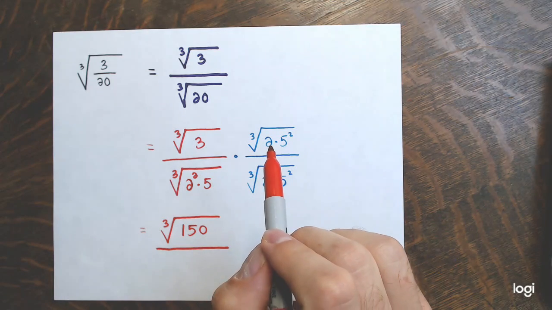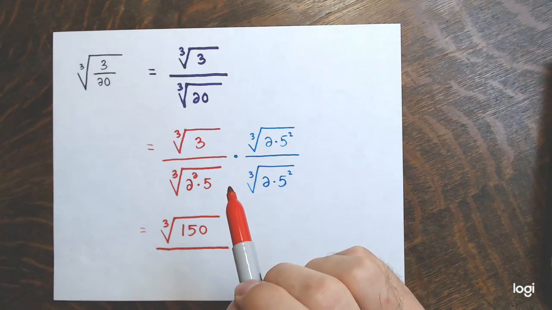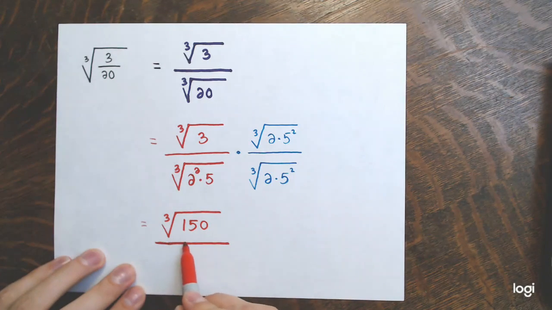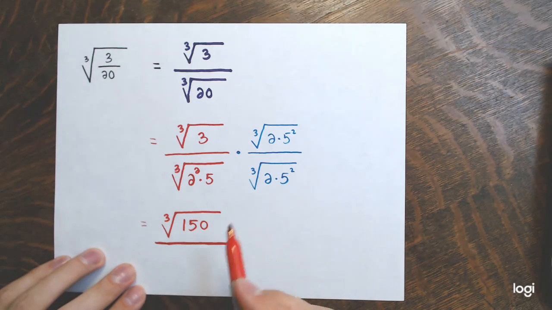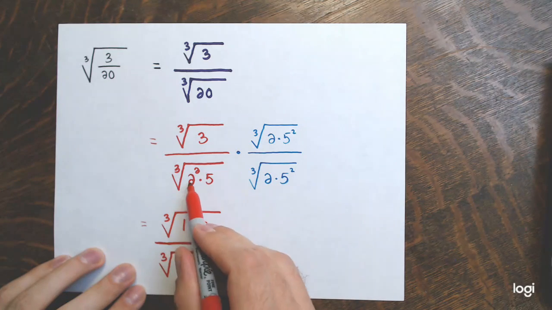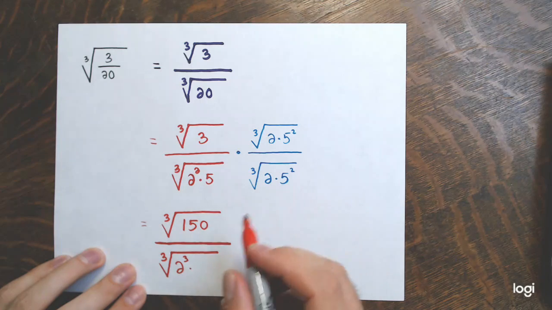The factors are 2 to the first, 3 to the first, and 5 squared. None of those have powers 3 or higher, so you can't pull out a perfect cube from that. So the cube root of 150 is as simple as the numerator gets. In the denominator, I'd have the cube root of, you have your perfect cubes. You'd have your 2 cubed times your 5 cubed.